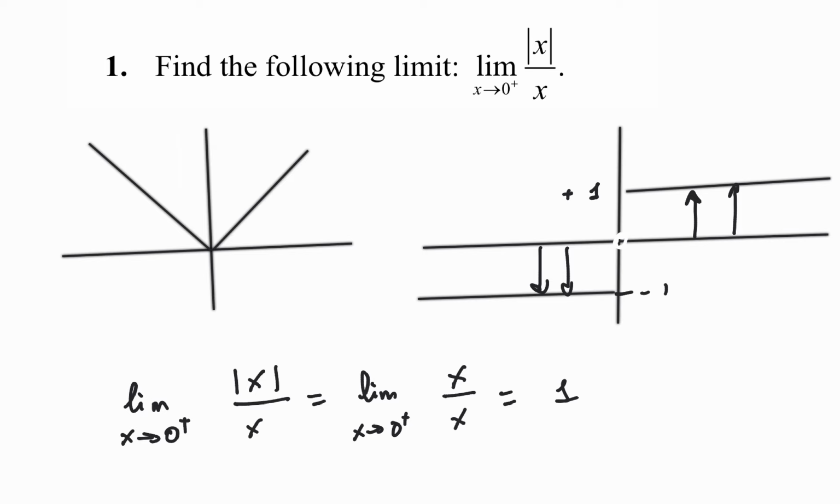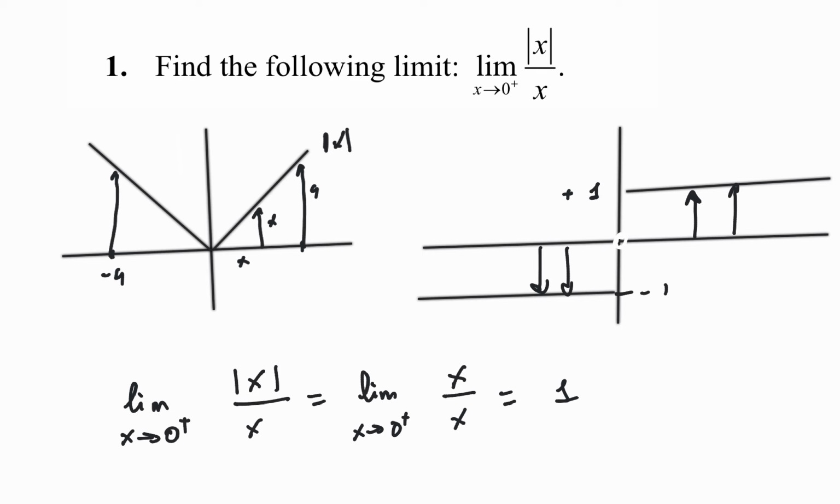Find the following limits. Find the limit when x approaches 0 of absolute value of x divided by x. The function absolute value of x is this one. When x is positive, the value is x. When x is 3, the absolute value of 3 is 3. When x is 4, the absolute value is 4. When x is minus 4, the absolute value is 4. It's a V-shaped function. So this is the graph of the absolute value function.